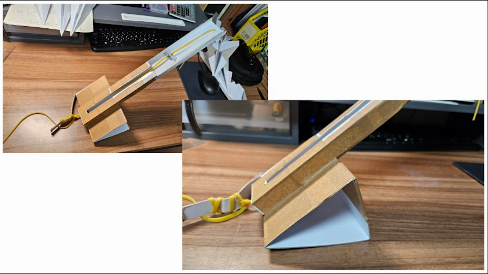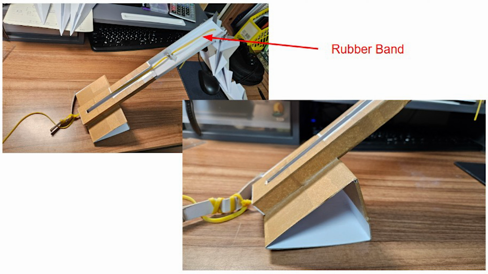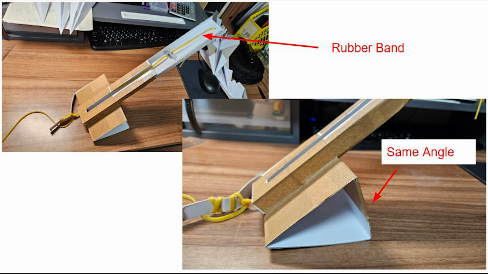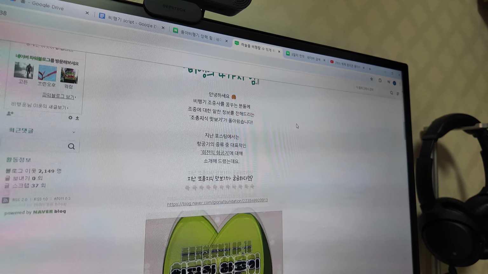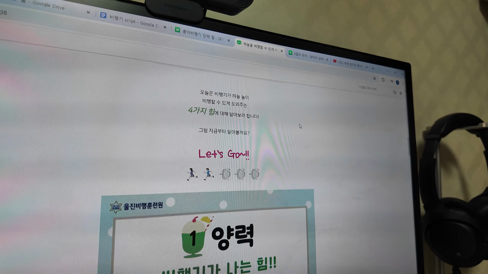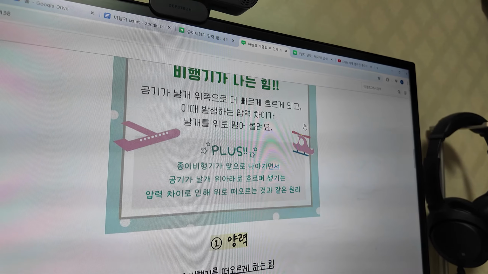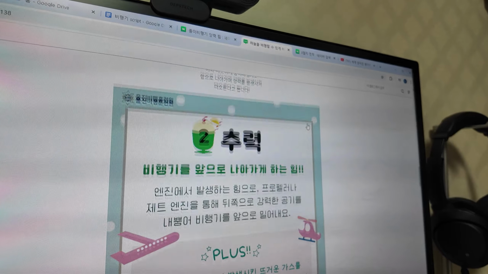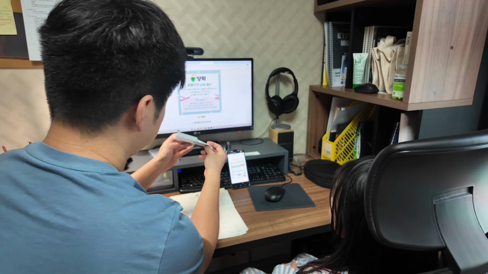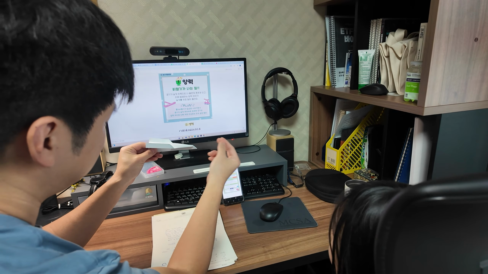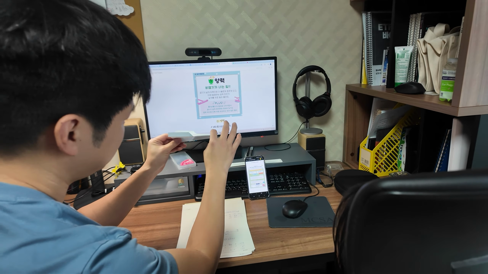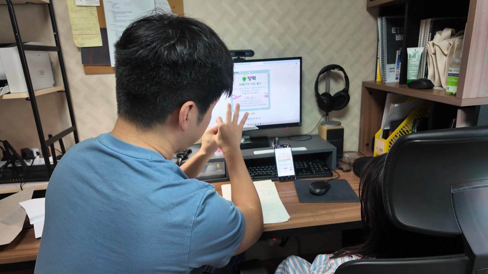Then we made a paper airplane launcher. It used a rubber band to throw the planes with the same force every time at the same angle. Through the internet, I also learned about 4 forces that affect airplanes. These forces are lift, gravity, thrust, and drag.